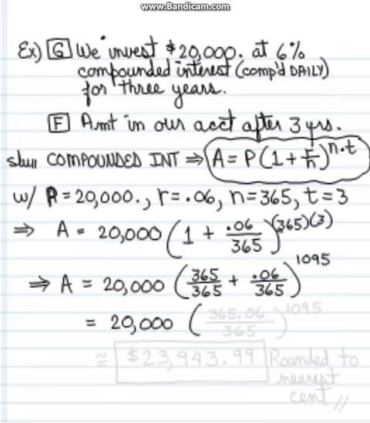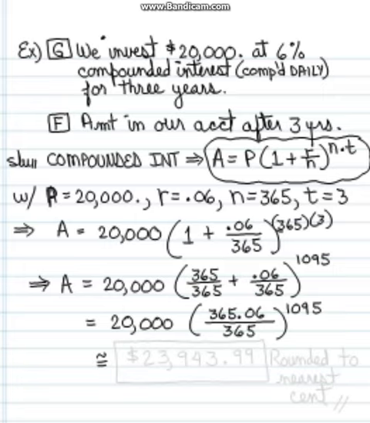So that's 20,000 times, okay, you're adding fractions. Do the addition across the top over a single version of the common bottom. So it's 365.06 over 365 raised to the 1095. Now, if you're not allowed to use a calculator, you're done. At this point, you're finished.